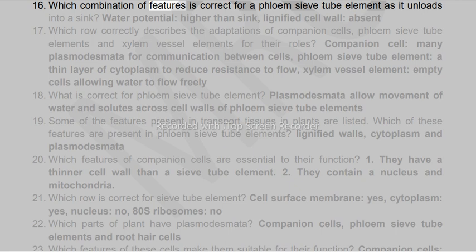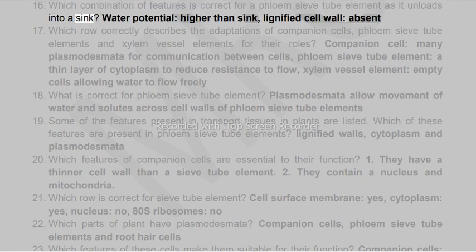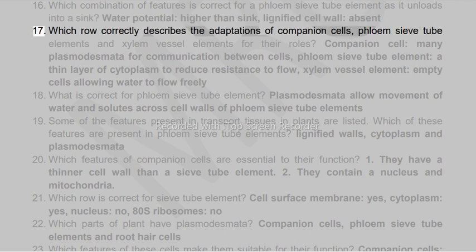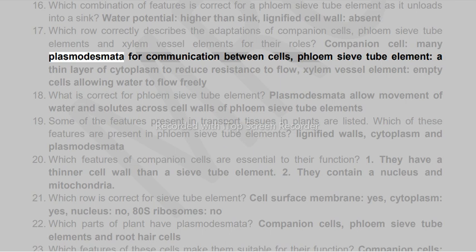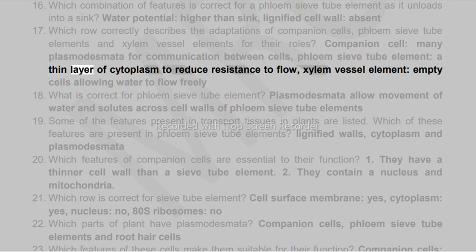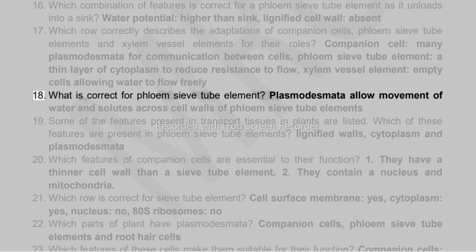16. Which combination of features is correct for a phloem sieve tube element as it unloads into a sink? Water potential, higher than sink; lignified cell wall, absent. 17. Which row correctly describes the adaptations of companion cells, phloem sieve tube elements and xylem vessel elements for their roles? Companion cell, many plasmodesmata for communication between cells; phloem sieve tube element, a thin layer of cytoplasm to reduce resistance to flow; xylem vessel element, empty cells allowing water to flow freely.